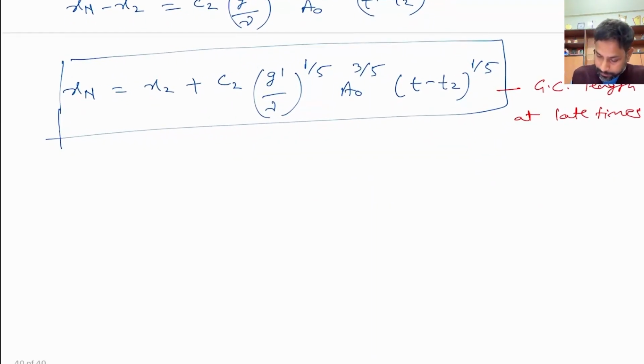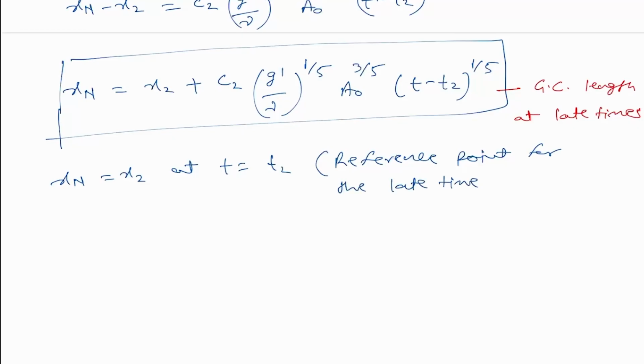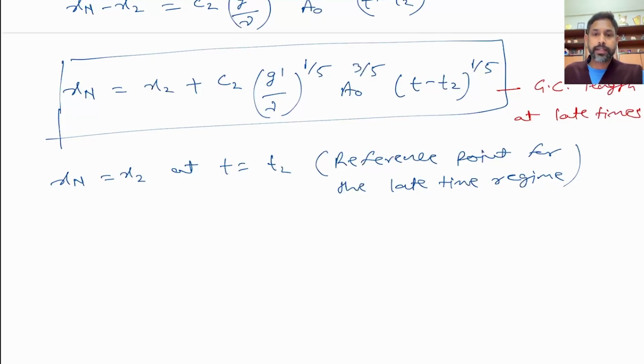Okay, where x2, or in other words xn is equal to x2 at t equal to t2, is the reference point for the late time regime. So let's assume that your gravity current starts at x2, the late time regime starts at x2, and you have the time measurement as t2. So if you add x2 and t2, this equation will work.